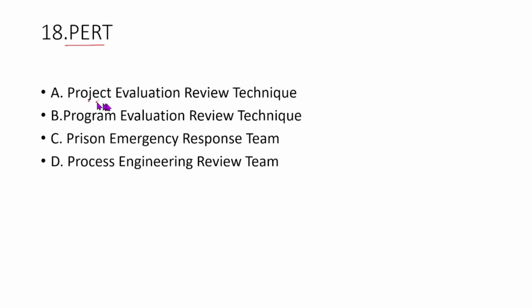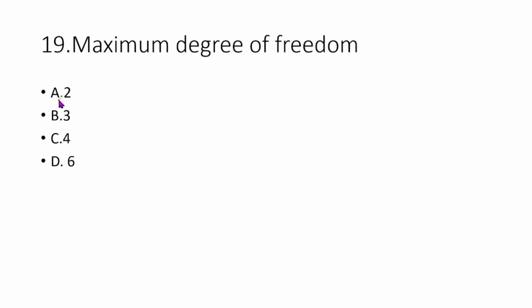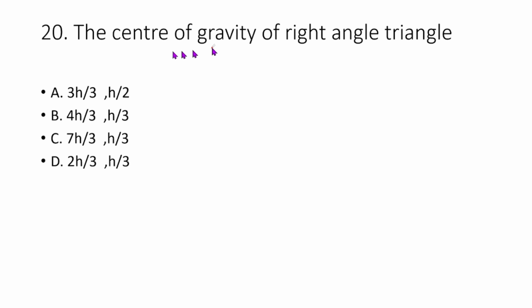PERT stands for Project Evaluation Review Technique, Program Evaluation Review Technique, Prison Emergency Response Team or Process Engineering Review Team. So the correct answer is B, Program Evaluation Review Technique. Maximum degrees of freedom is 2, 3, 4 or 6. So the correct answer is 6. The center of gravity of a right angle triangle is 3h divided by 3 and h divided by 2, 4h divided by 3 or h divided by 3, 7h divided by 3 or h divided by 3, 2h divided by 3. So the correct answer is 2h divided by 3 and h divided by 3, D.